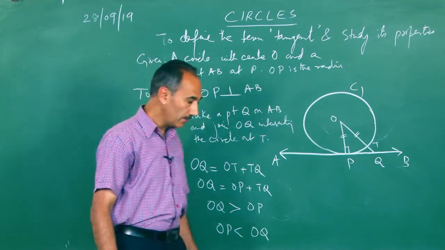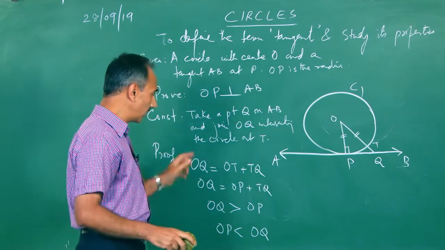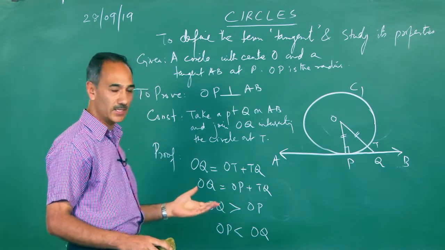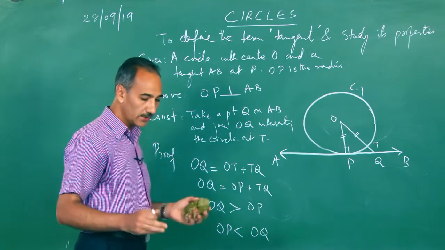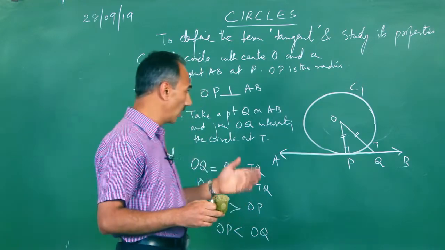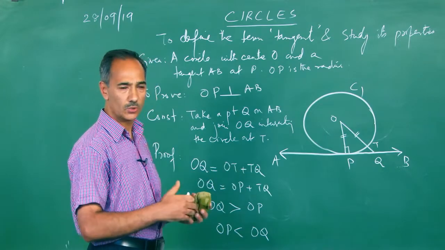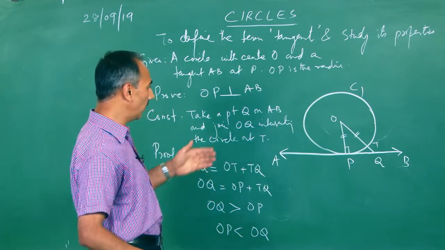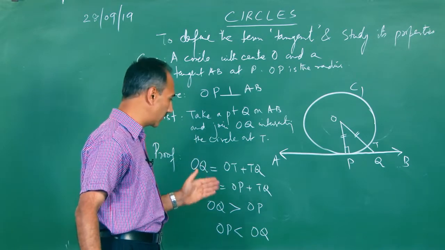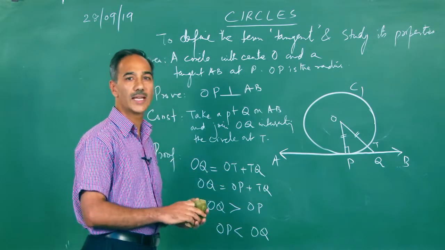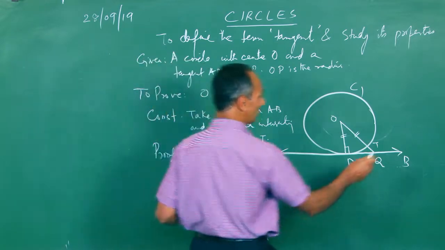So we are making a comparison between the line segments OP and OQ. We observe that OP, which happens to be the radius, is smaller than OQ. Now, if you take different points on AB, to the right of P or to the left of P, many points could be taken. When you apply the same logic, you observe that OP, the radius, is less than all those line segments drawn from O to the straight line AB.